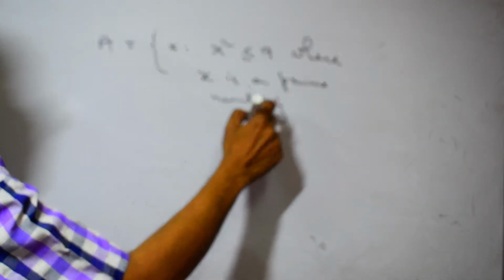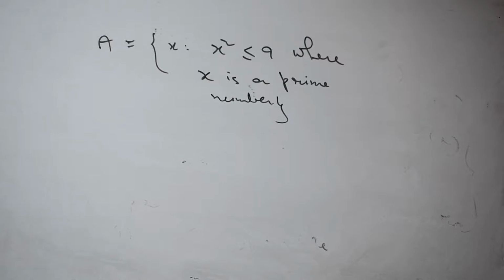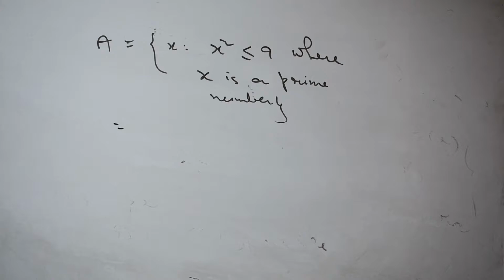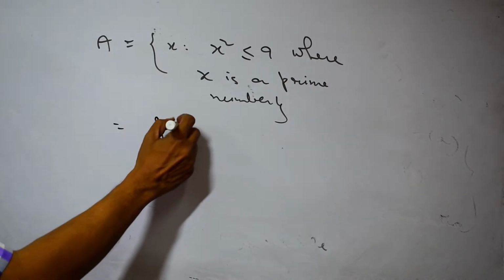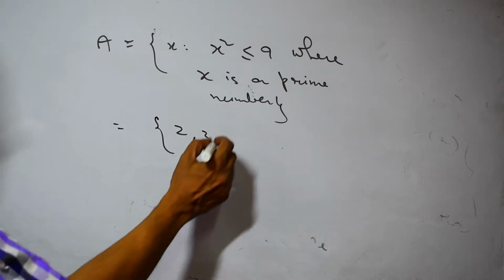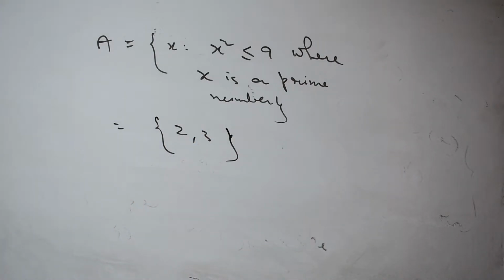Now prime numbers mean those numbers which cannot be factorized except by 1 and itself. That means we will be taking prime numbers whose square is less than or equal to 9: 2 and 3, because 2 square is 4 and 3 square is 9, so we have only two numbers. Because after 2 and 3, the next prime number will be 5, but 5 square will be 25, so we will not take 5 in this case. So this is set builder. We call this presentation set builder.